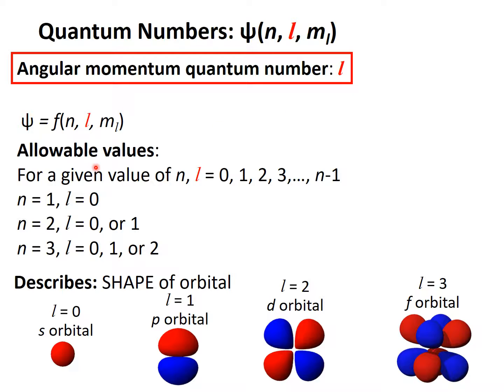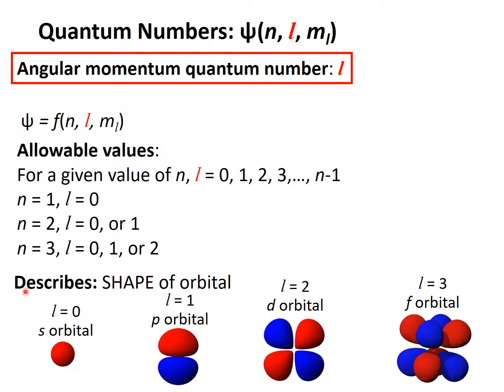The second quantum number is the angular momentum quantum number, which is represented by the symbol L. Allowed values for L depend on n, and they must be positive integers starting at 0 and going all the way up to n minus 1. So for example, if n equals 1, then L can only be 0. However, if n equals 2, then L can be 0 or 1. And if n equals 3, then L can be 0, 1, or 2.